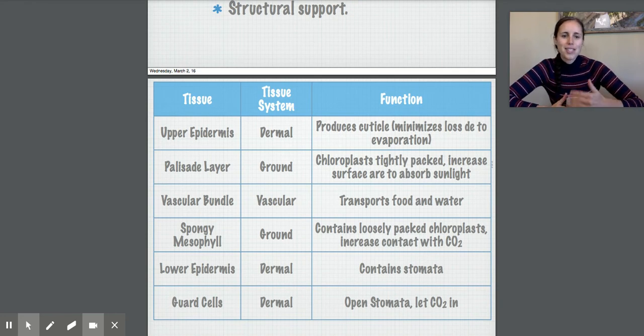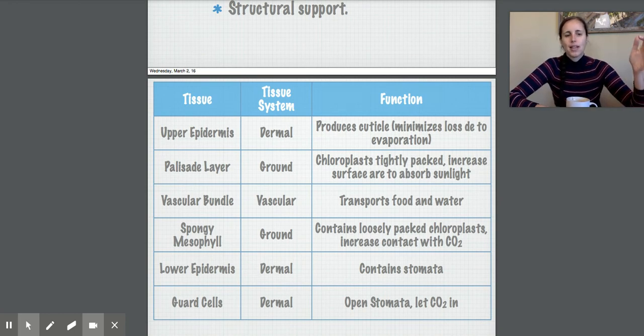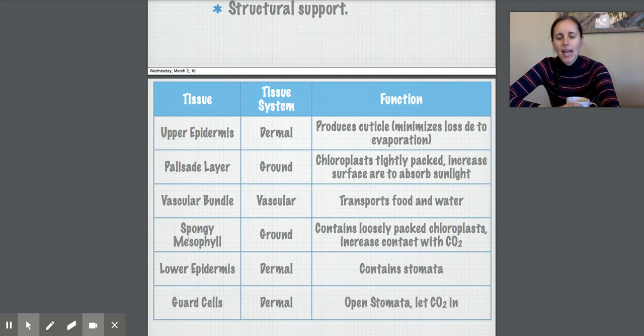So chlorophyll is tightly packed. This is going to increase surface area to absorb sunlight. So you pack a bunch of chlorophyll in. That way you have as many as possible in contact with the sunlight. And at the bottom, we have what's called the spongy mesophyll. These are loosely packed chloroplasts. The reason they're loosely packed is to allow CO2 to flow between them, because again, CO2 is required for photosynthesis.